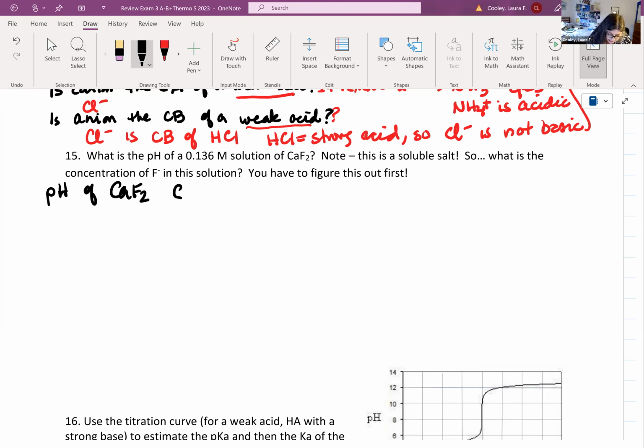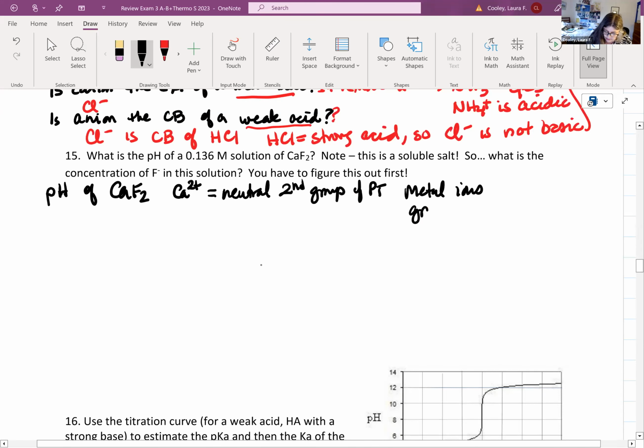So calcium, what's calcium? Acidic, basic, or neutral? Basic. Oh no, calcium is neutral. It's in the second group of the periodic table. So all those metal ions in groups 1 and 2 are all neutral. Okay. So it's really the fluoride here that's important.